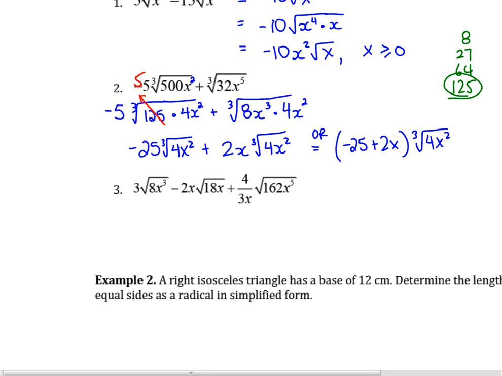Are there any restrictions on x? No. Why is there no restriction? It's a cubic root. You can take a cubic root of a negative.